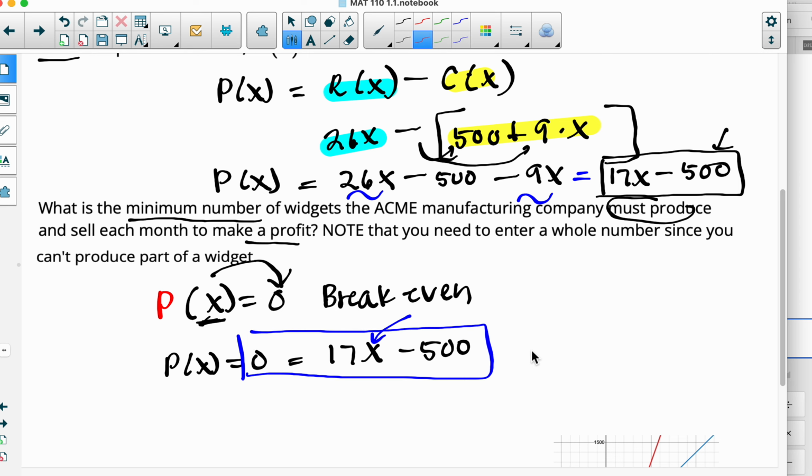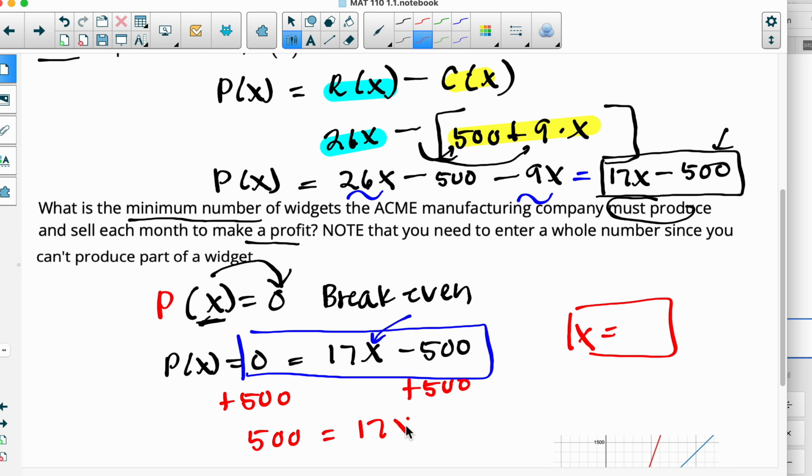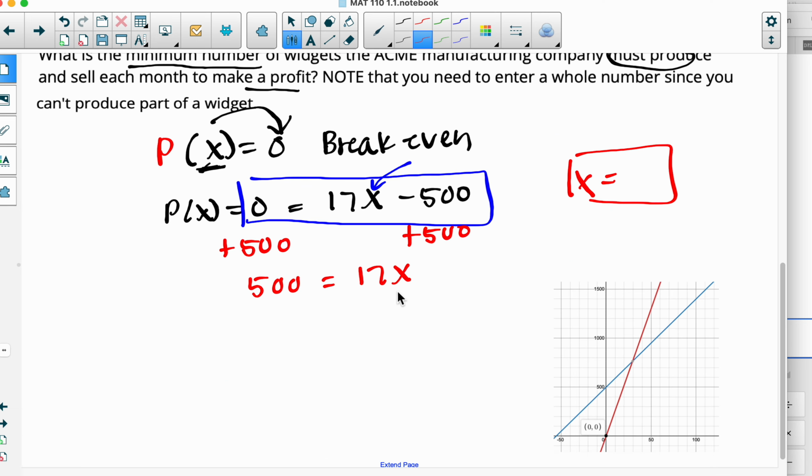So I need to just do some algebra. My goal is to get X equals something. That's my goal. So I've got 17X minus 500. I have to add 500 to both sides, and I get 500 is equal to 17X. All right. This is my goal. I'm not there yet.